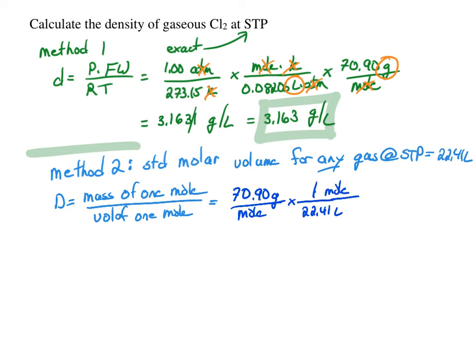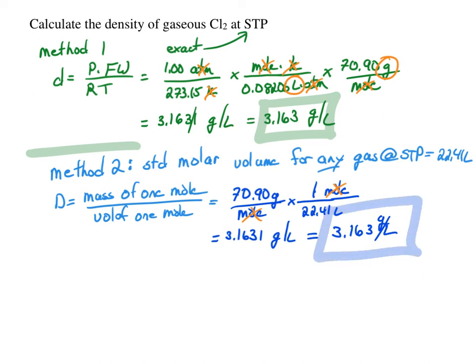And again, we see our units are going to cancel out. So we have our calculator value in the end that's equal to 3.1631 grams per liter. And again, we get the same result as above. And we've showed you 2 methods. Undoubtedly, you can come up with more.